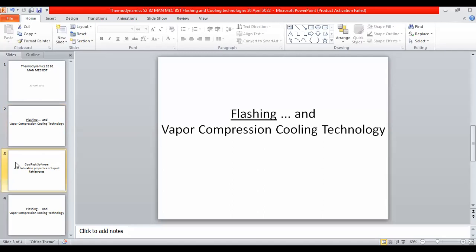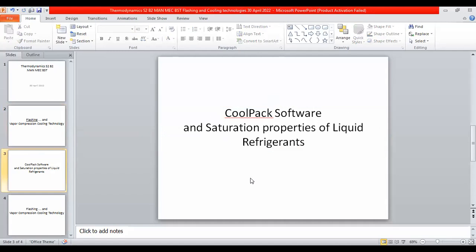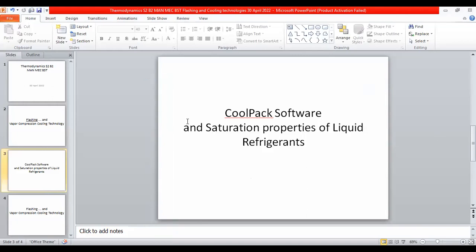So before that, I'm going to share with you a software. The name is Coolpack. Actually, since most of you are working students, perhaps knowing of this software may be useful. It's a free download. Let me share my screen.